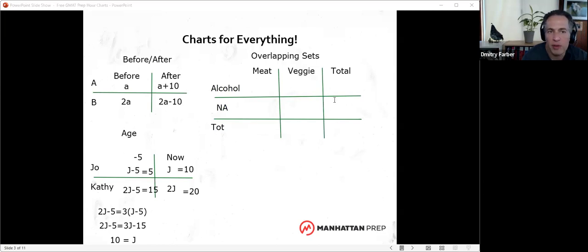And depending on what they give me, maybe if they're giving percents, I just call the total 100% or 100 people. If they're giving me actual numbers, right? Maybe they say like, okay, 24 people order alcohol with veggies or whatever else. Maybe I have to find the total and I'm adding up actual numbers. But one way or the other, I can represent all the pieces this way.